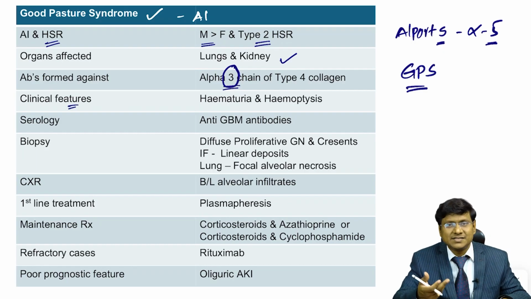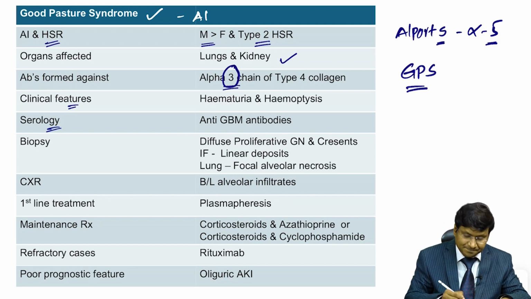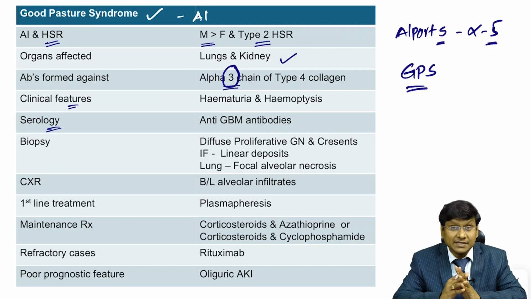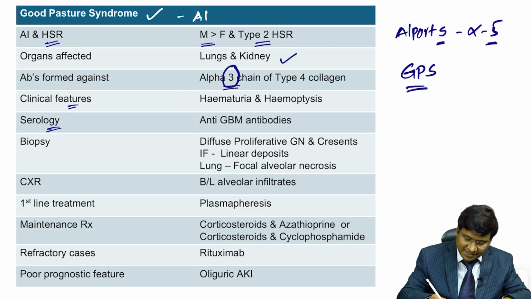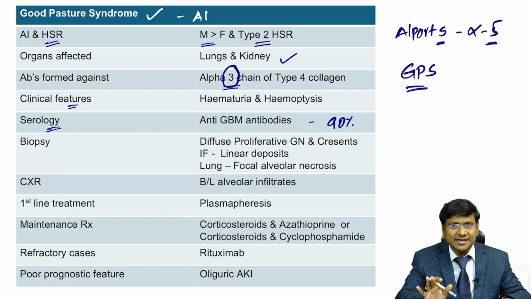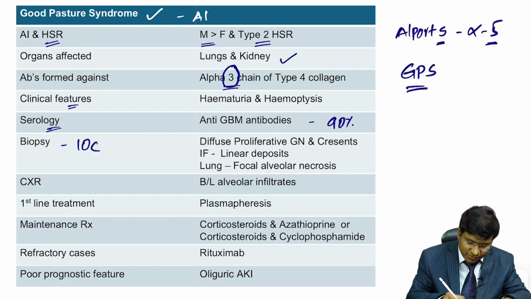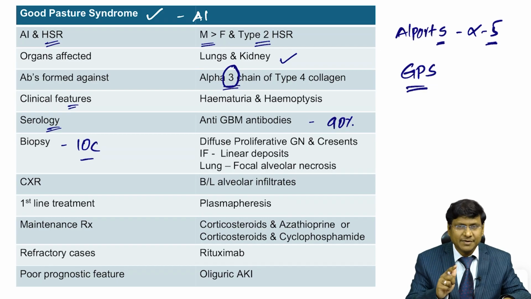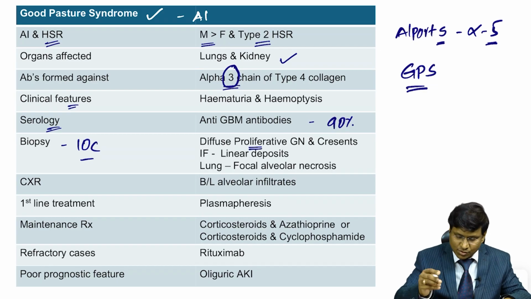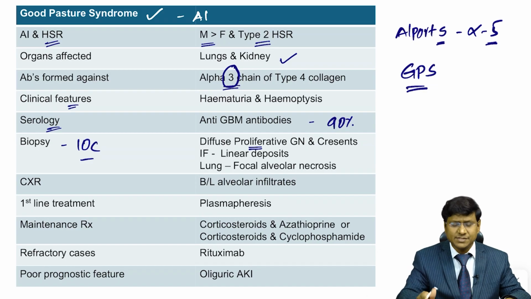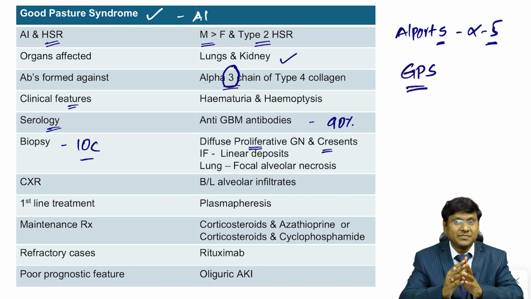And because the lungs and kidneys are being affected, the presentation in these patients will be in the form of hematuria and hemoptysis. Serology, if you see, anti-glomerular basement membrane antibodies will be there, or anti-alveolar basement membrane antibodies will be there, but the sensitivity of these antibodies is only 90%. That is the reason why the investigation of choice will be the biopsy. Now, what does the biopsy show? It shows the presence of diffuse proliferative glomerulonephritis, and there will also be presence of crescents.